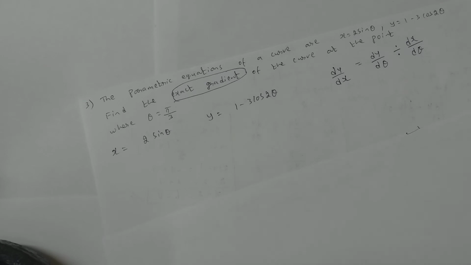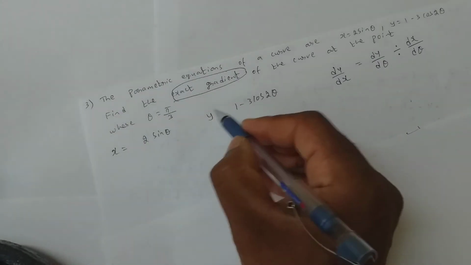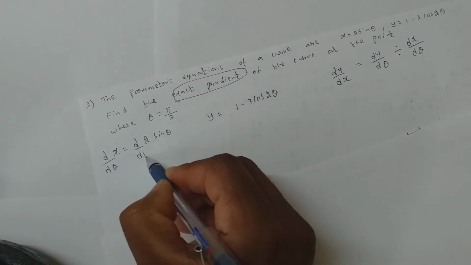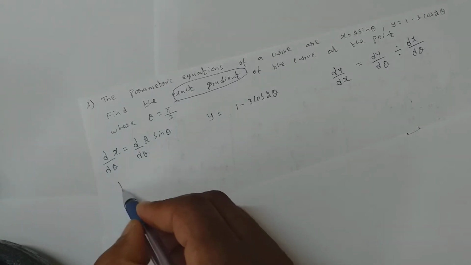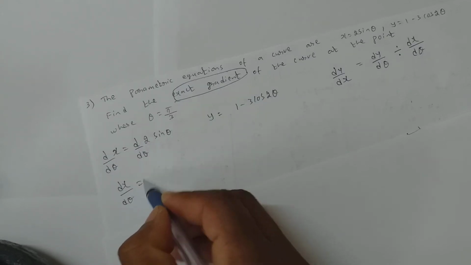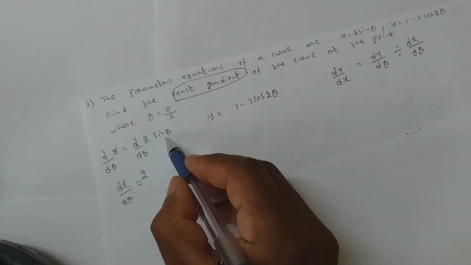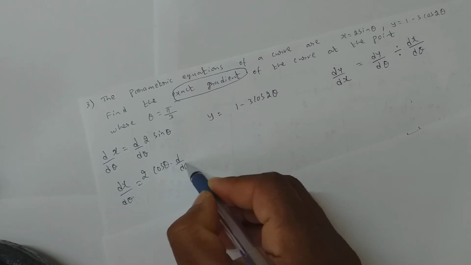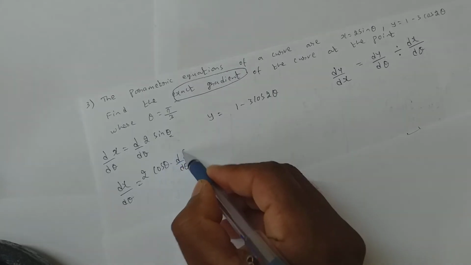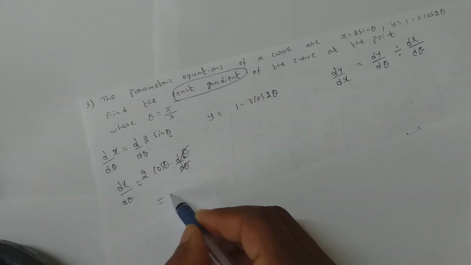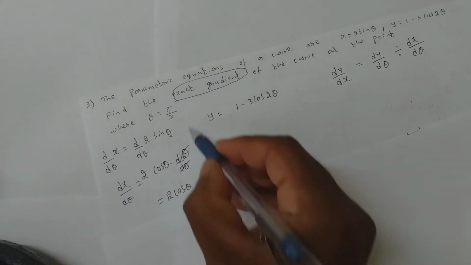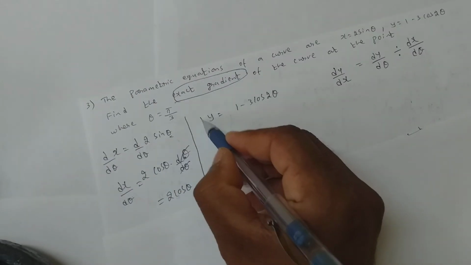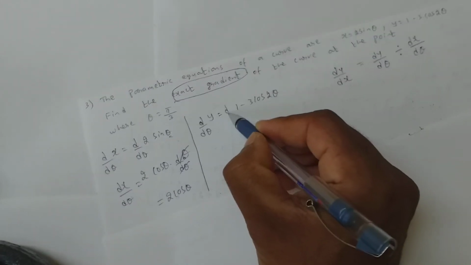So to get dy by d theta, first let us get dx by d theta. On both sides place d by d theta. So dx by d theta equal to 2 will be out. Sin theta differentiation is cos theta into d by d theta of whatever letter you have here, theta. These two get cancelled, it's only 2 cos theta. Clear?